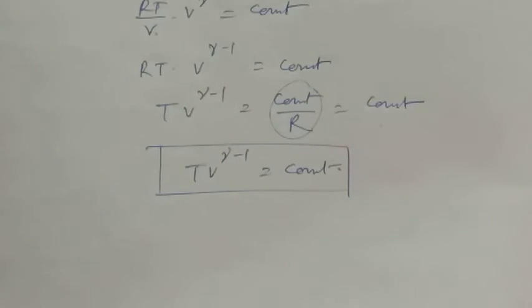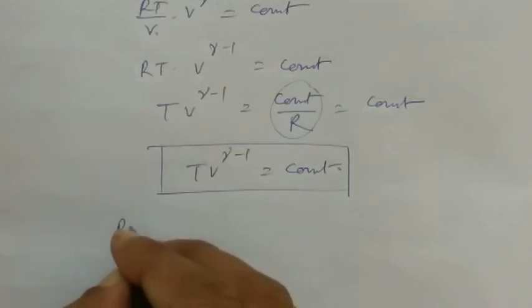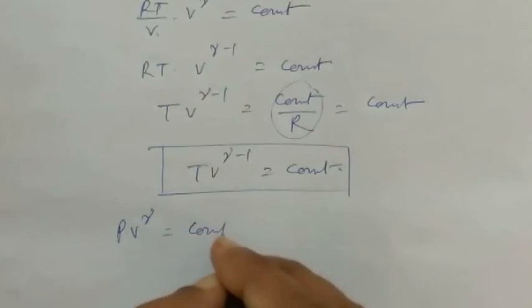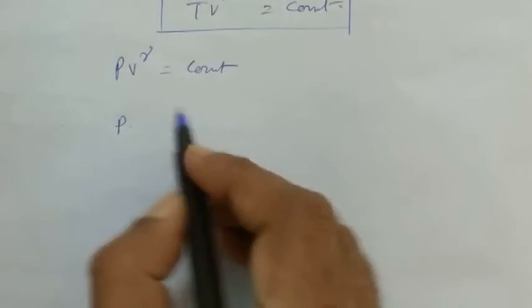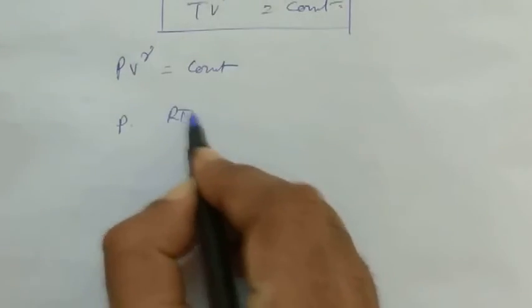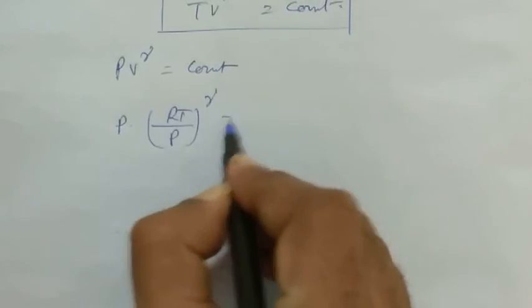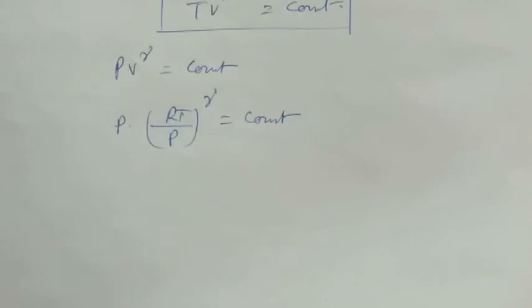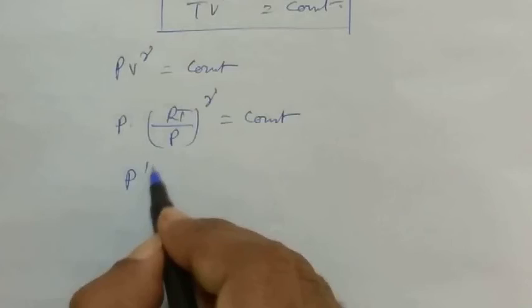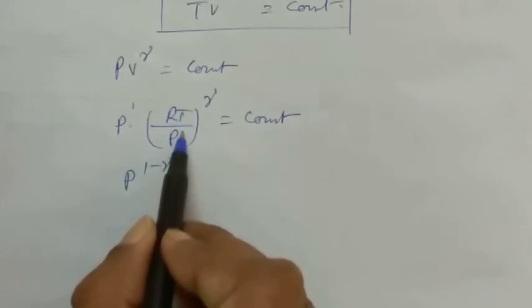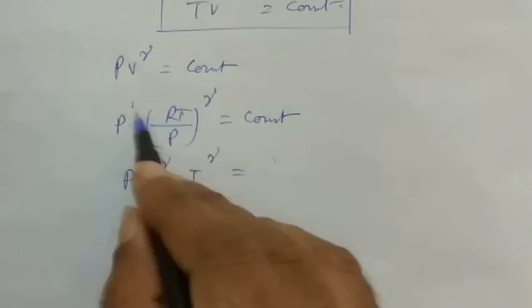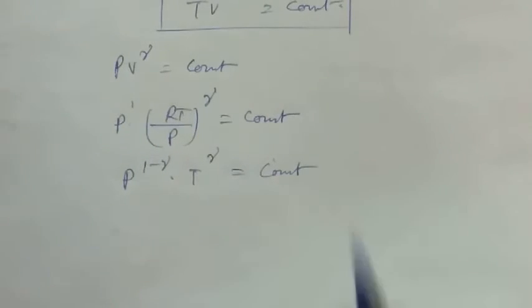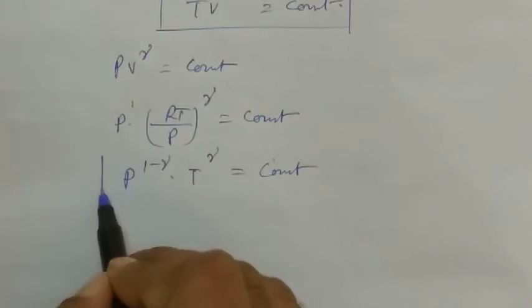Now secondly, we can replace the value of V in the original equation, PV to the power gamma is equal to constant. So P into what is V? V was RT by P. P times RT by P to the power gamma is equal to constant. So P here is to the power 1 minus gamma, and T to the power gamma is equal to constant by R to the power gamma. That means 1 constant again, constant by R to the power gamma. That means you can write this relation also.